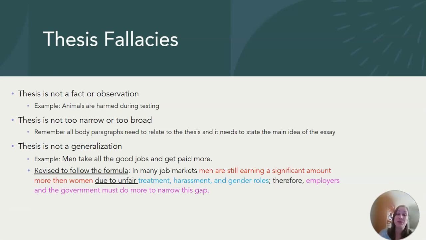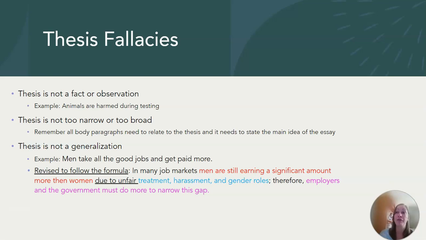The next fallacy is we want to make sure that the thesis is not too narrow or too broad. Remember that all body paragraphs need to relate back to our thesis and need to state the main idea of the essay. So it needs to be clear and concise. The thesis is not a generalization. So for example, men take all the good jobs and get paid more. That would be a generalization. You're putting something on an entire population.